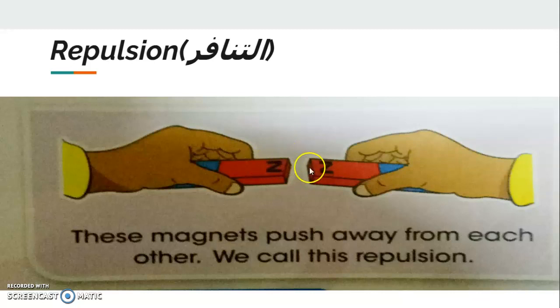What do we mean by push away? بيبتعدوا عن بعض. From each other. Push away from each other. بيبتعدوا عن بعضهم البعض. We call this repulsion. التنافر. Repulsion. التنافر.